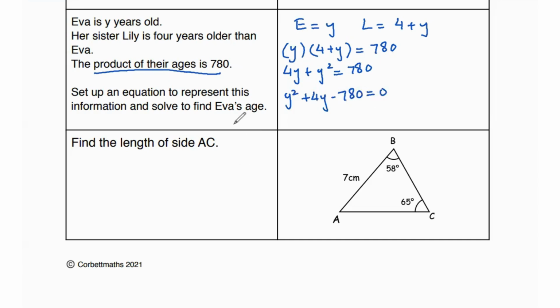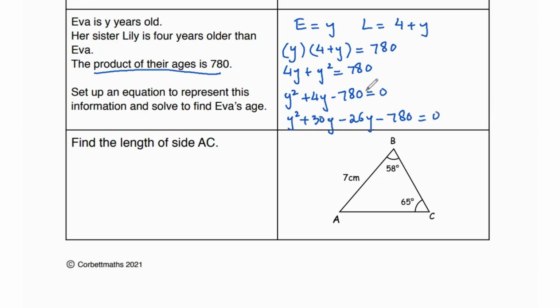Collect everything on one side. And now we use middle term breakage again. Or if you want to use the quadratic formula, that's also fine. You just have to find the value of Y over here. So I'm going to use middle term breakage and find factors of 780. So the factors of 780 that we can use over here are 30 and 26 because 30 minus 26 is 4. So Y square plus 30Y minus 26Y minus 780 equals 0.